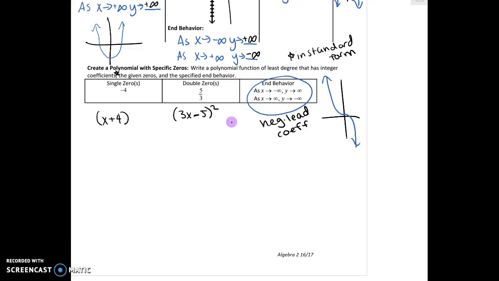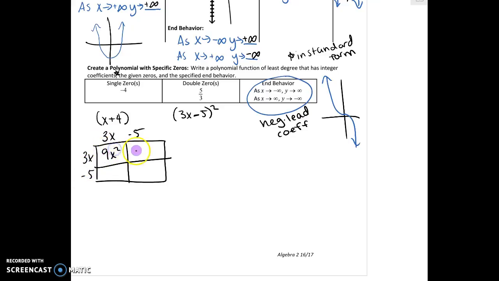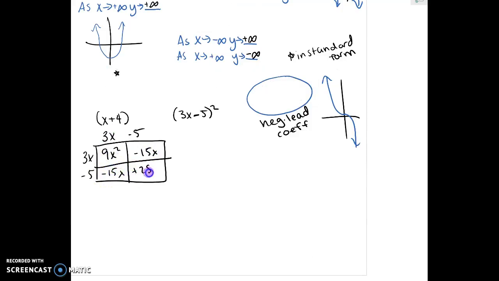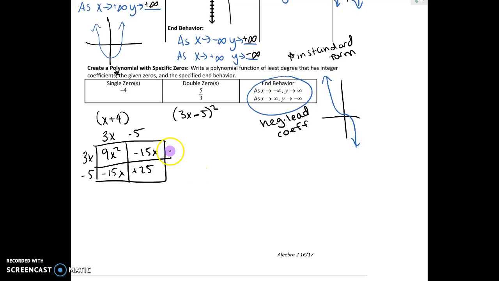So I want standard form, which means I need to take all this information. All right, what I'm going to do is I'm going to go ahead and multiply this out. I'm going to actually use box method because I think it's a little cleaner. So I'm going to multiply 3x minus 5 times 3x minus 5. That would give me 9x squared minus 15x minus 15x plus 25. All right. So that gets me 9x squared minus 30x plus 25. So that's this part, right?